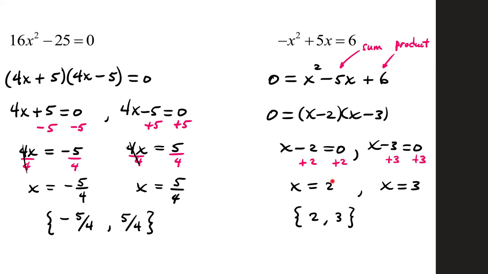Add 2 to both sides. One of your solutions is 2. Then the other factor is equal to 0 when x equals 3. That's your other solution.